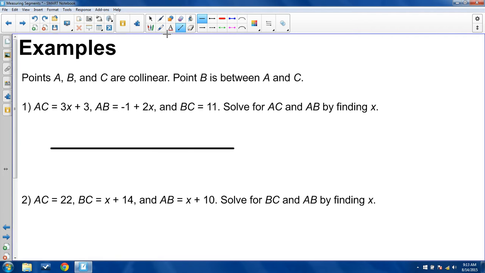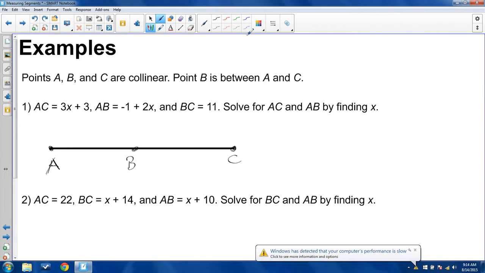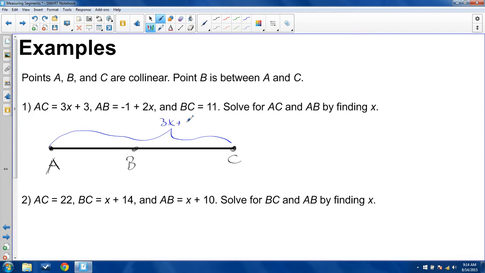So I'm going to draw a line. I'm going to throw in some points. There'll be A, B, and C. AC, that entire length right here, is 3x plus 3 units long. Obviously an unknown because there's an x. AB, that length is -1 plus 2x units long. And then BC is 11 units long.